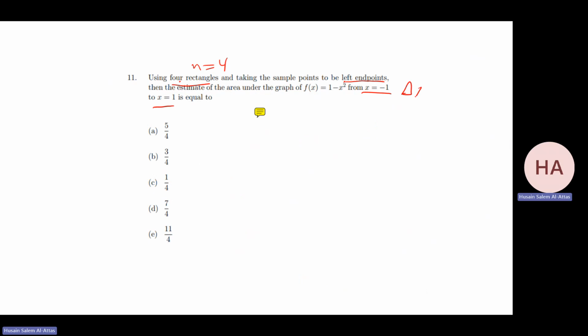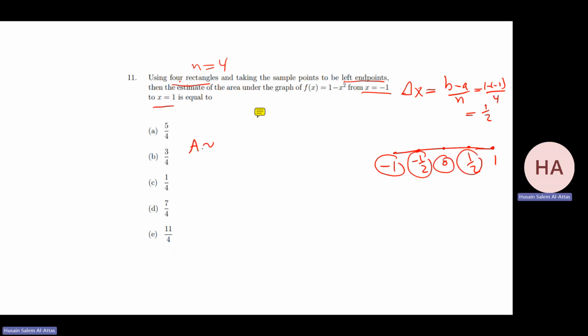Let me do it. Delta x will be b minus a over n. That will be 1 minus minus 1 over 4, that will be half. So I have minus 1. Add half, that will be minus half. Add half, that will be 0. Add half, that will be half. Add half, that will be 1. So I need the left endpoint, so I need these points.